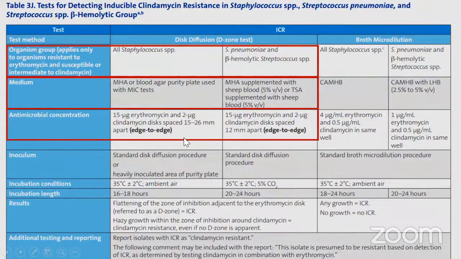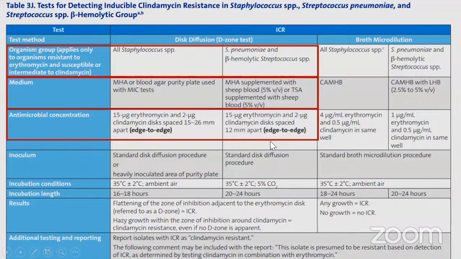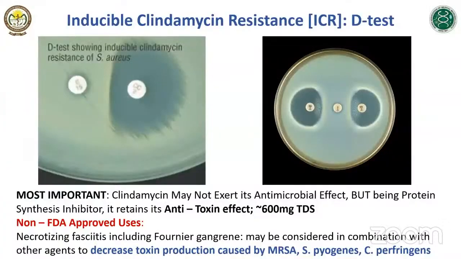Now the important part is the distance: it is 15 to 26 millimeters edge to edge for Staph aureus, whereas for Streptococcus pneumoniae and the beta-hemolytic strains, it is 12 millimeters apart edge to edge. Please tell your technical staff the distance to use between the two discs: 12 millimeters edge to edge for Streptococcus pneumoniae and beta-hemolytic strains, whereas it may range from 15 to 26 millimeters for Staphylococcus species. We have all seen this, it's a very common thing, the D-test.